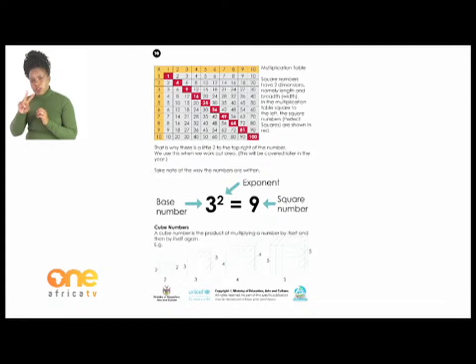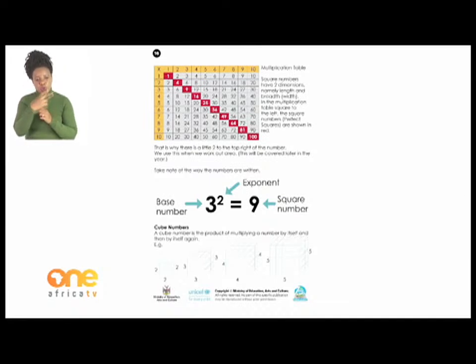We are done with the square numbers, so we have to go to the cube numbers to read through. A cube number is a product of multiplying a number by itself and then by itself again. So that number has to appear 3 times. For example, there are blocks or cubes which are drawn there. The first one is 2 times 2 times 2. That can also be written as 2 cubed or 2 to the power 3.